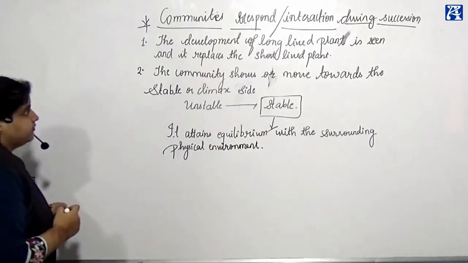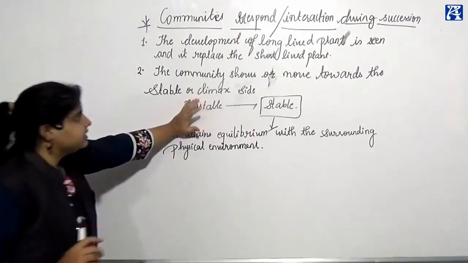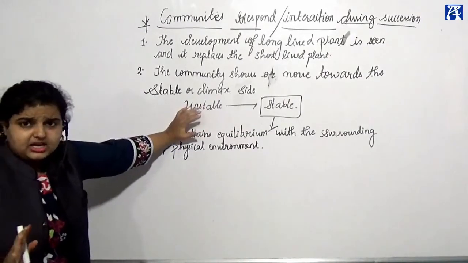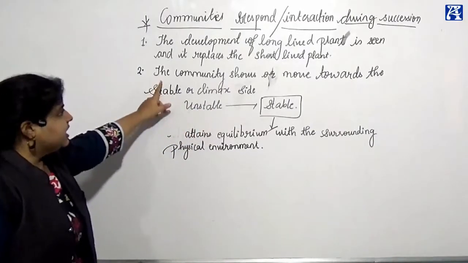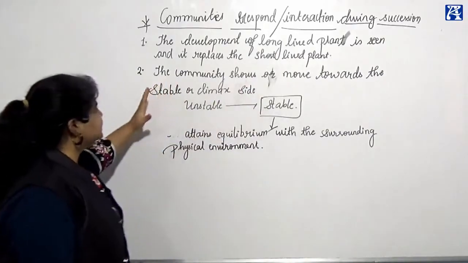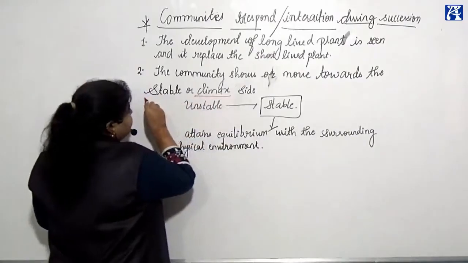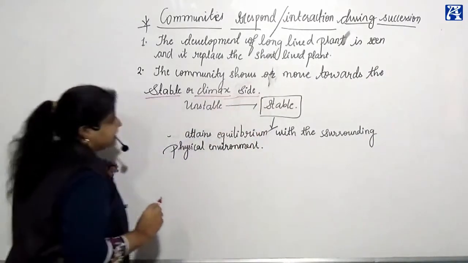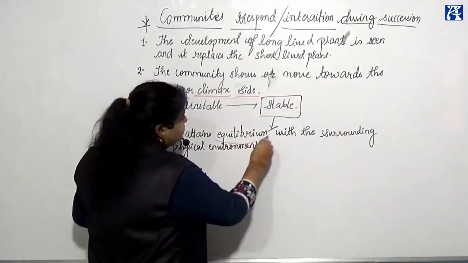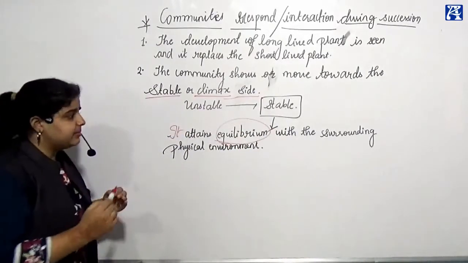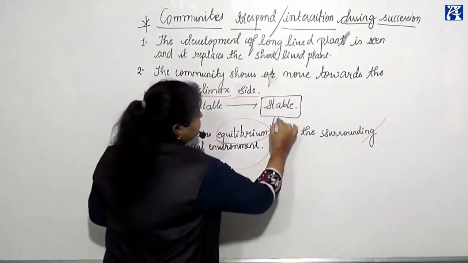I said, very first point, the development of long-lived plants is seen and it replaces the short-lived plants. Clear? That point is specified? Then the community moves towards the stable or climax stage. Why is it said to be climax or stable? Because it attains equilibrium. When the community attains equilibrium with the surrounding physical environment, it is said to be a stable community.